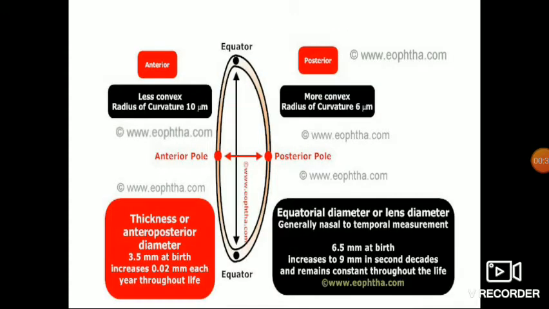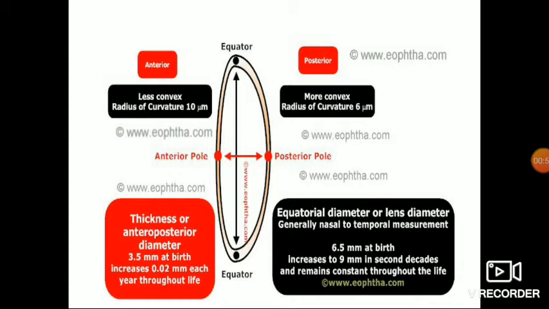Here you can see the anterior surface of the lens is less convex than the posterior surface of the lens. So, the radius of the curvature of the anterior surface is about 10 millimeters and the radius of the curvature of the posterior surface is about 6 millimeters.